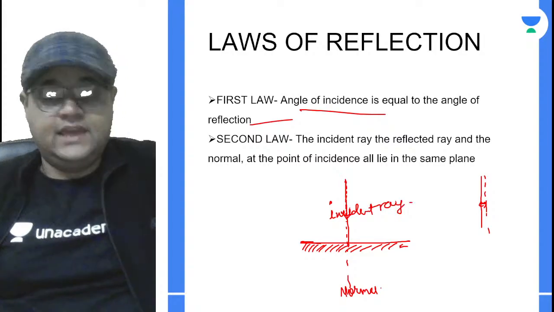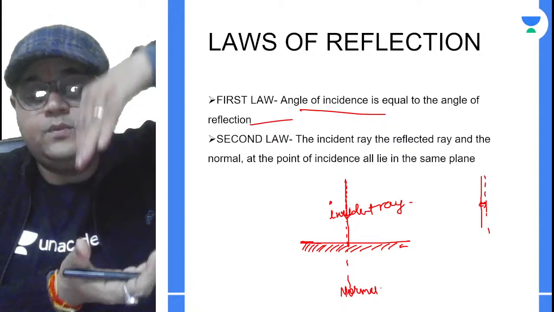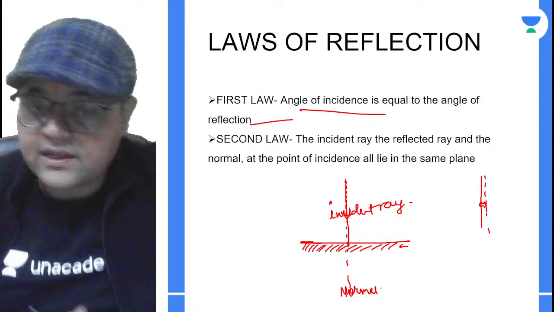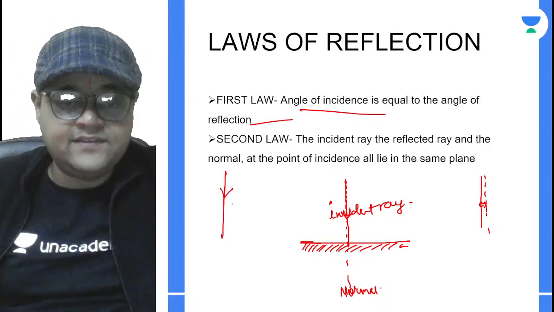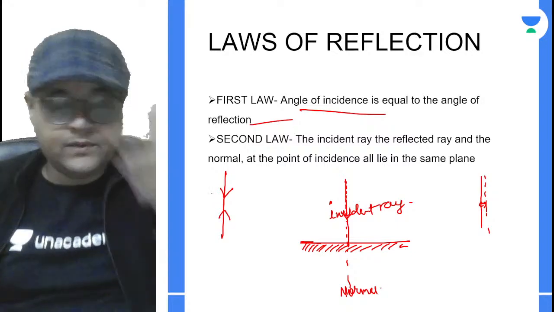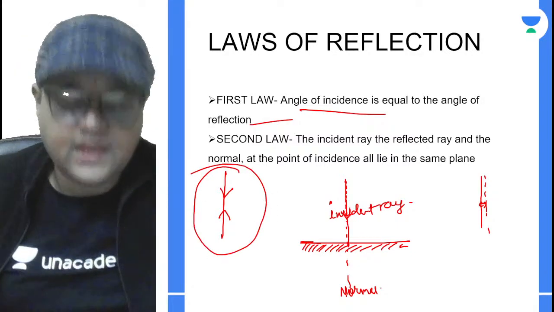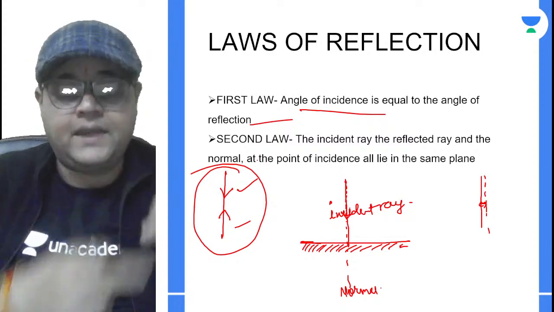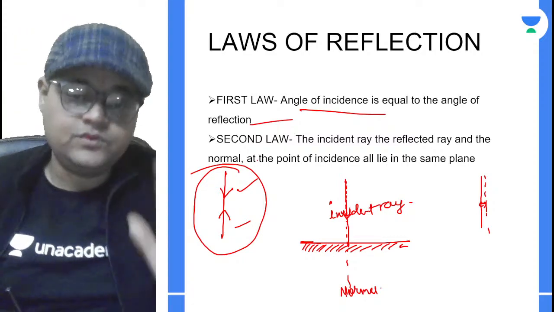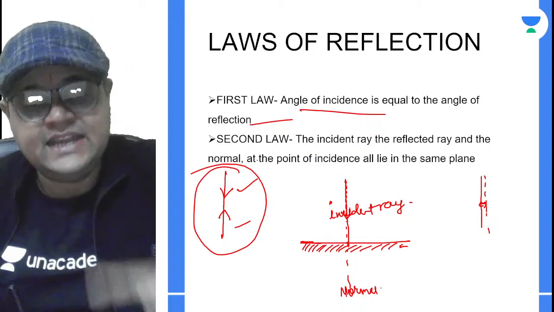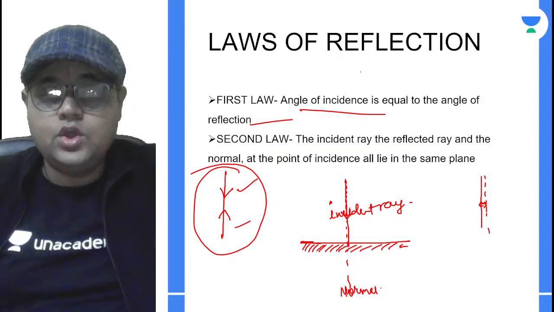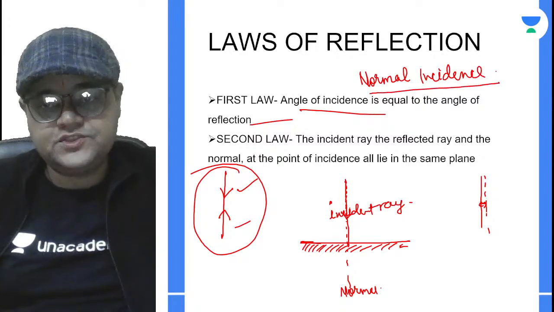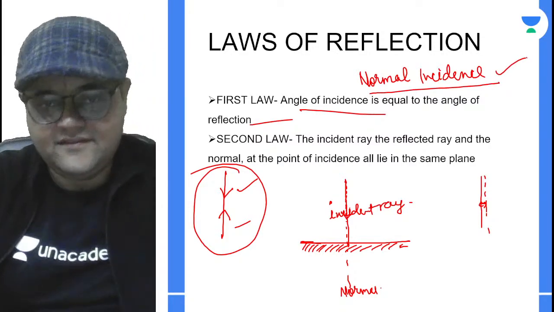When the incident ray is normal to the surface, the angle between the incident ray and the normal is zero. So the reflected ray also has to have a zero angle. The light ray reflects back the same way. Whenever in a ray diagram you see a ray bouncing back on the same path, retracing its path, you have to understand that the ray is incident along the normal, and this particular condition is called normal incidence. I hope it's pretty much clear to all of you.